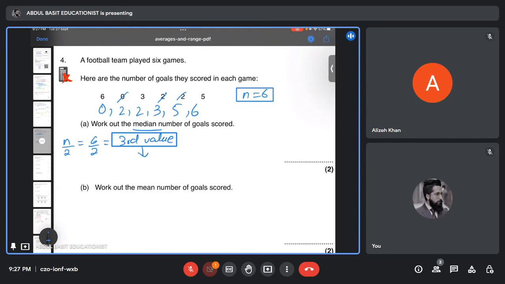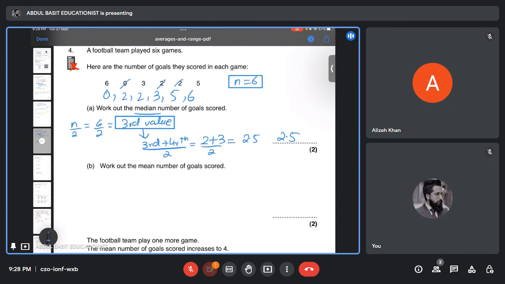So I always tell my students to do it this way: third plus fourth divided by 2. So third plus fourth is 2 plus 3 divided by 2. So the answer is 2.5. Work out the number of goals scored.